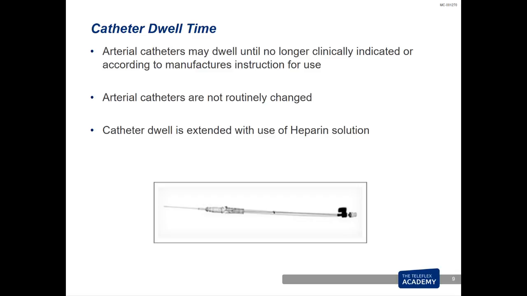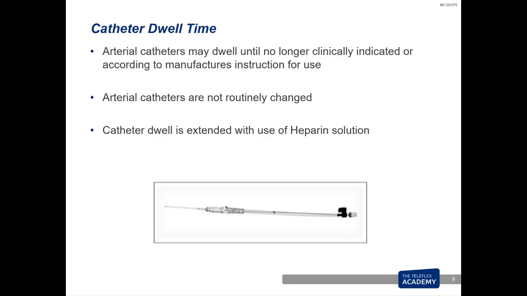Arterial catheters are not routinely changed per the current guidelines. We do not swap catheters out, and we do not routinely change catheters. If there is a suspect of infection, we would remove the catheter. And if there's a suspect of occlusion, you would never exchange the catheter over a wire, because you have to think of where that occlusion, that particulate that's on the end of the catheter, may go. And the last one is really catheter dwell.